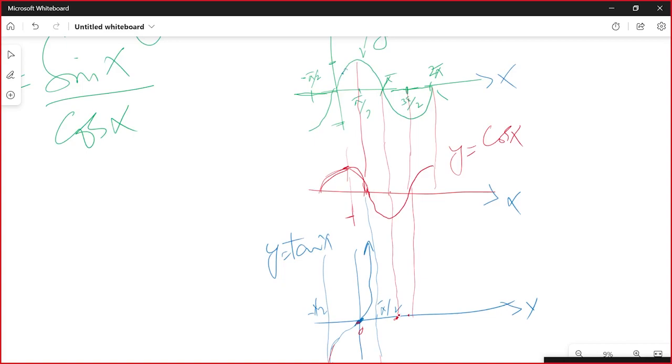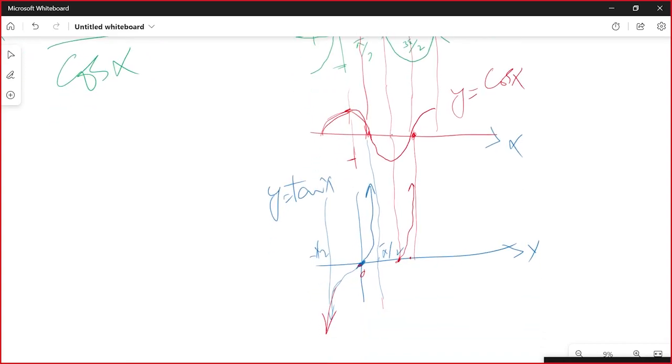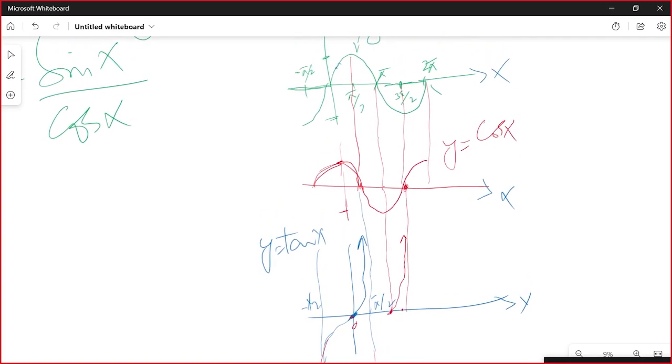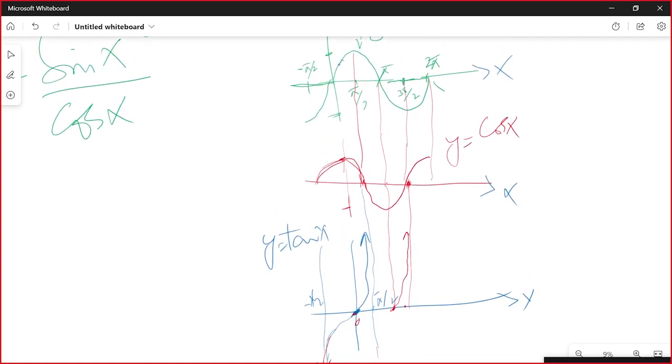So it would go something like this at infinity. At 3 pi over 2, why? Because at 3 pi over 2 cos is 0. So every point where cos is 0 would cause infinity, and on the other side, it would go towards negative. So you have a discontinuity at these points, which are pi over 2 and minus pi over 2.